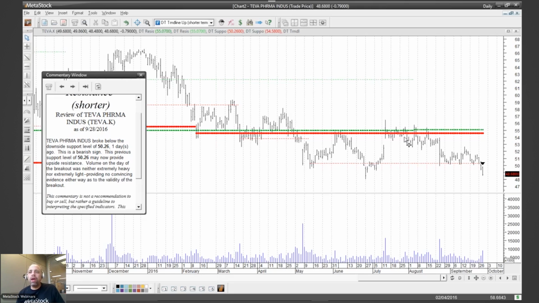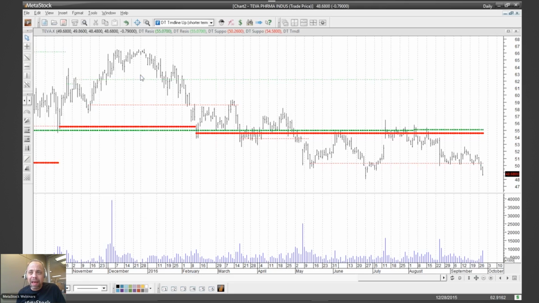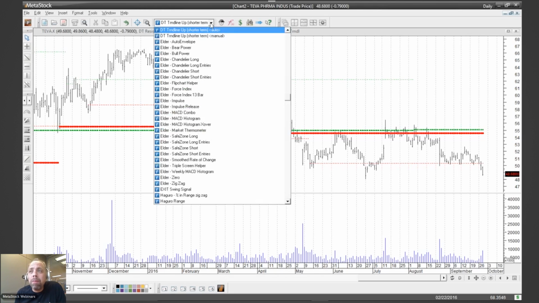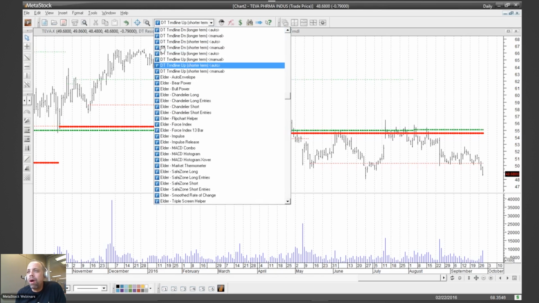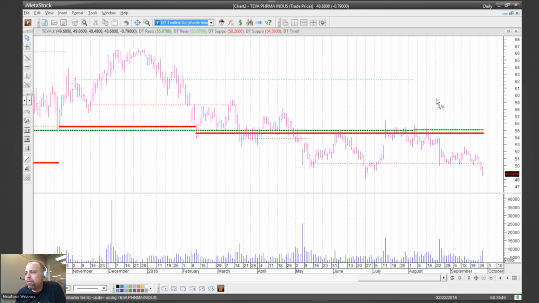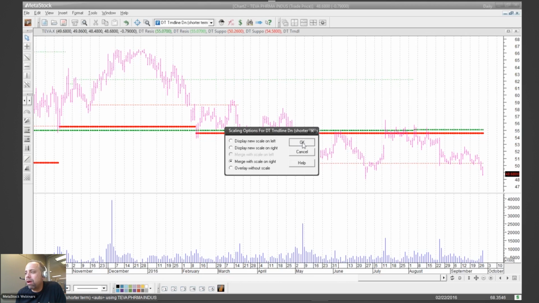I promised to show you. Okay, so this isn't exactly... You can do all kinds of channels in MetaStock. The two trend lines that are automatic are the trend line up and the trend line down, and you can do those on longer term or shorter term. So let's do a shorter term and see if it finds anything here.